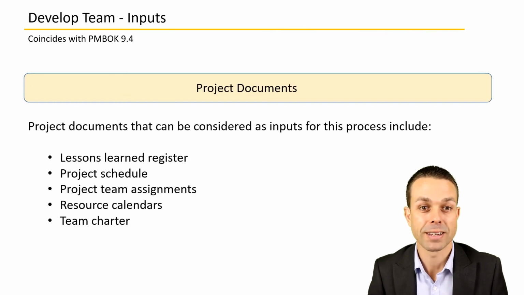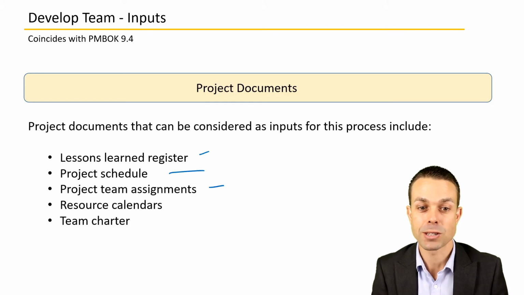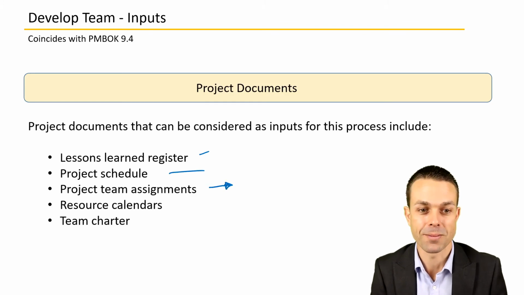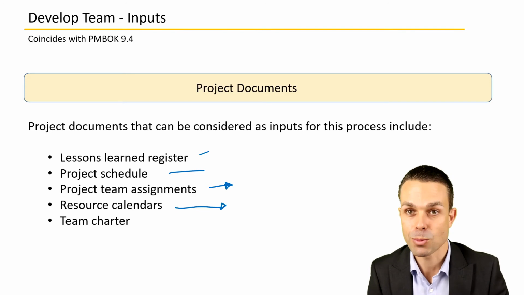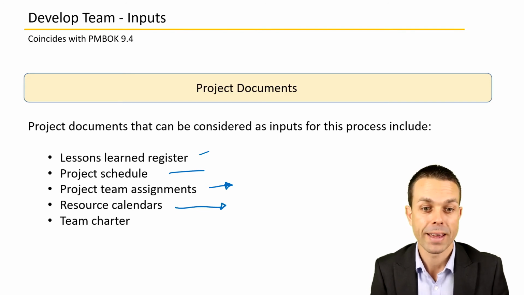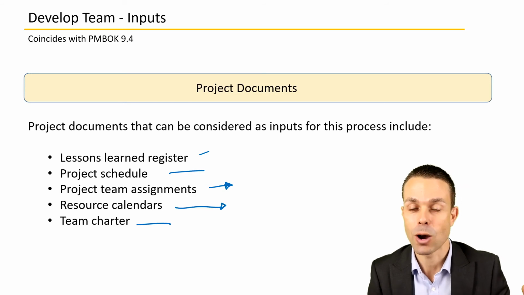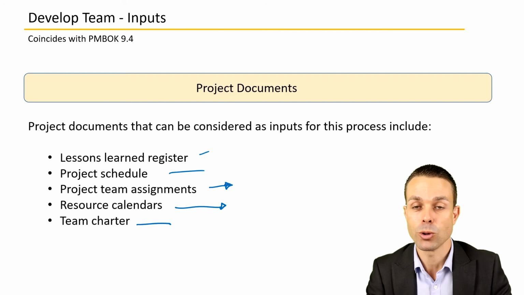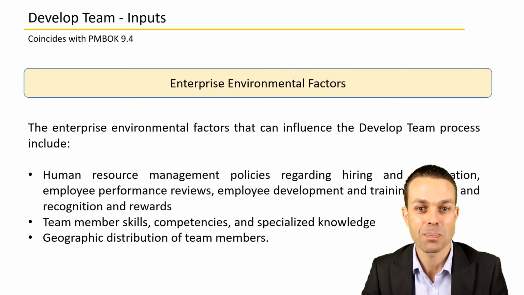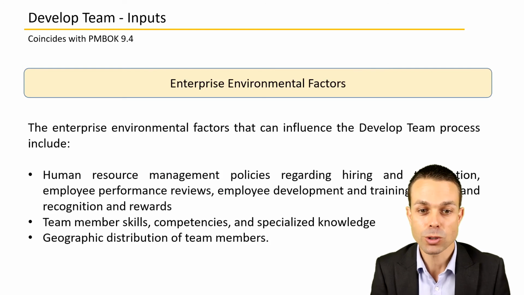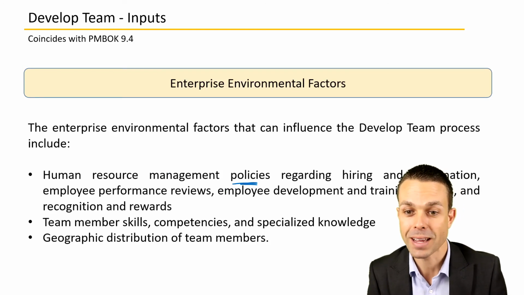Project documents that we'll need as an input are the lessons learned register, the project schedule, project team assignments, so who's been assigned and when, the resource calendars, when are they available and who is available, and of course the team charter, so our agreement on how we operate as a team, how we act in meetings, are we on time, who approves the things, how do we resolve conflict, all of that is our way of work as a particular team.